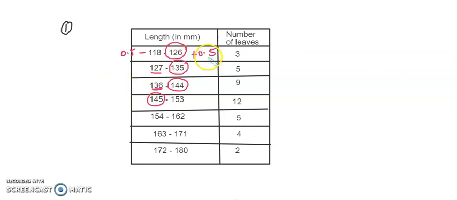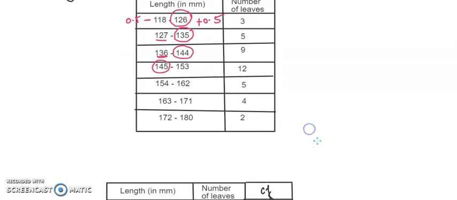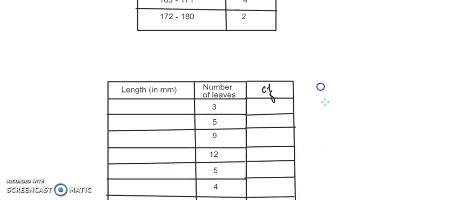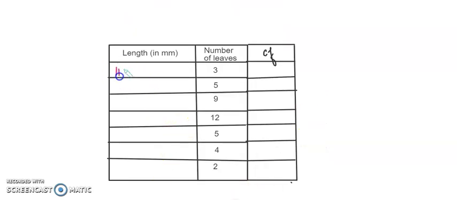Again, we add 0.5 to the upper limit and subtract 0.5 from the lower limit. So when we do that, we get 118 minus 0.5, so that will be 117.5. Okay, and then we have to add 0.5 to the upper limit, which is 126.5. Again, the next one you subtract, so it will be 126.5. Why? Because 127 minus 0.5, and the other upper limit will be 135.5. Again, 136 minus 0.5 will give me 135.5, right?